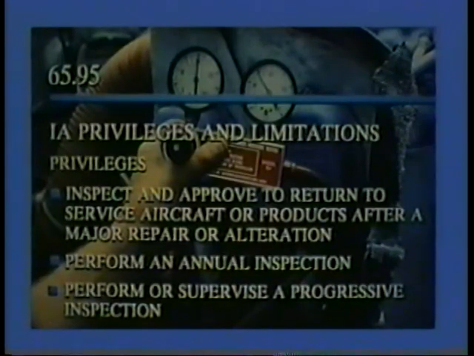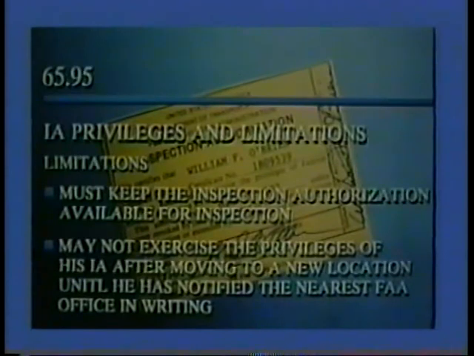FAR 65.95 permits an IA to inspect and approve for return to service any aircraft or product after a major repair or alteration, perform an annual inspection, or either perform or supervise a progressive inspection. The IA card must be available for inspection, and the mechanic cannot exercise the privileges of the IA after moving to a new location until the nearest FAA office has been notified in writing of the move.